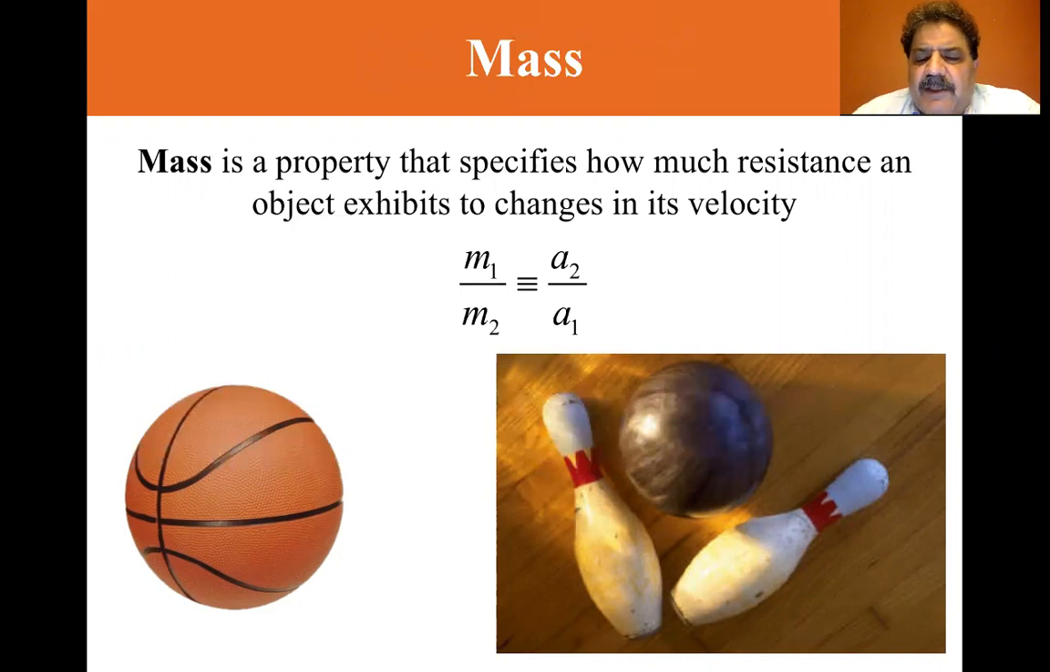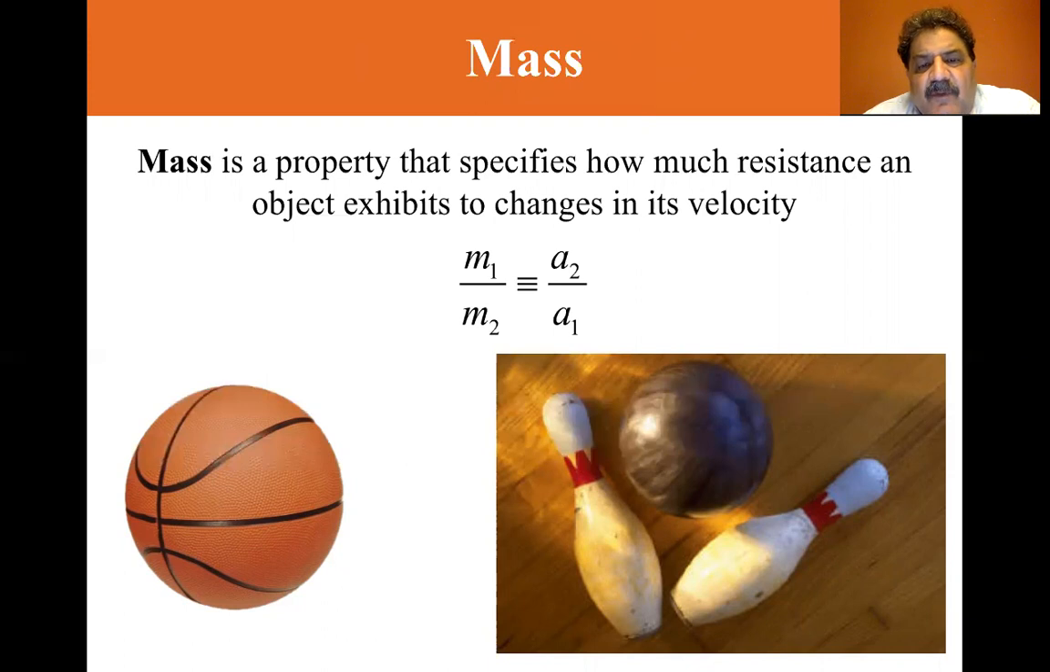Experiments to compare acceleration given a force produce different accelerations. So a force acting on an object of mass m1 produces an acceleration of a1. The same force acting on an object of mass m2 produces an acceleration a2. The ratio of the two masses equals the inverse ratio of the magnitudes of their accelerations. So m1 over m2 is a2 over a1.